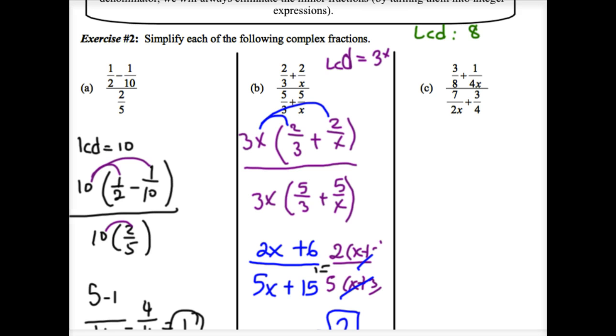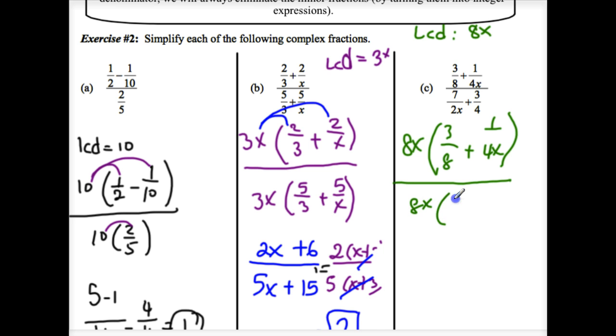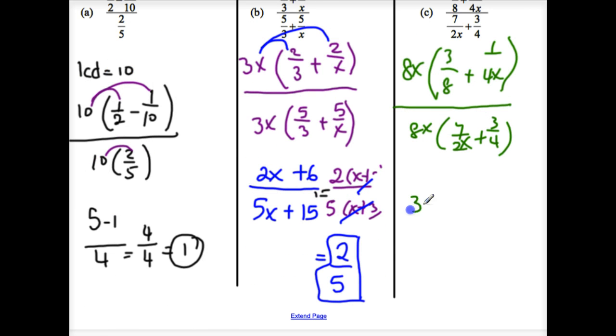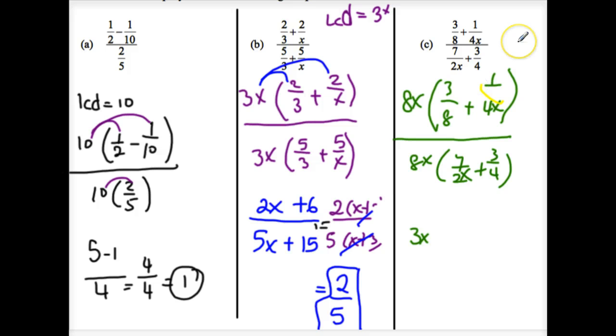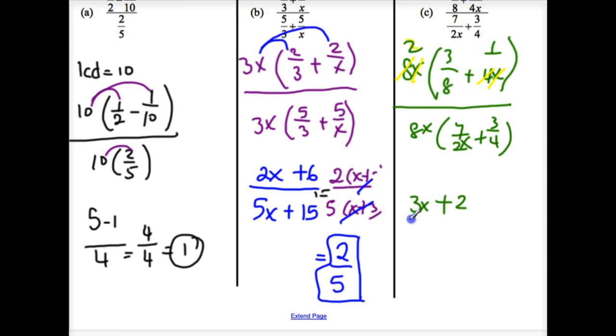Now the LCD is 8, but notice some of them have an x, so I have to put the 8x in. And again, this becomes 8x multiplied by everything over 8x multiplied by the bottom part of it. So the 8's cancel and I'm left with 3x on the top. The x cancels. We can cancel this x with this x. And then 4 goes into 8 twice, and then this would be a plus 2.